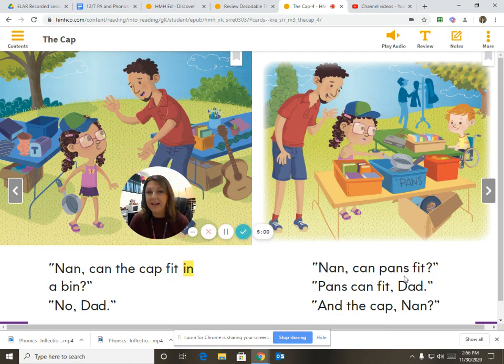Nan, can pans fit? Pans can fit, Dad. And the cap, Nan. Let's read that again. Nan, can pans fit? Pans can fit, Dad. And the cap, Nan.